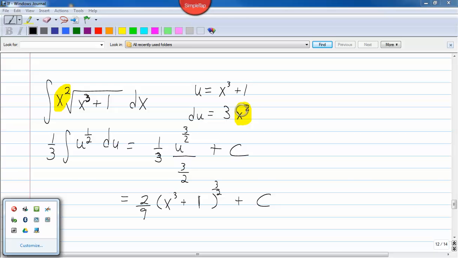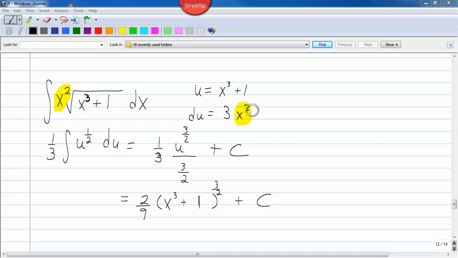The very important part is that this and this match up. If this integral is x times x cubed plus 1 dx, this wouldn't work because that's x and that's x squared. If this integral was x cubed times that, it still would not work. Not using this method, we would have to do something a little different.